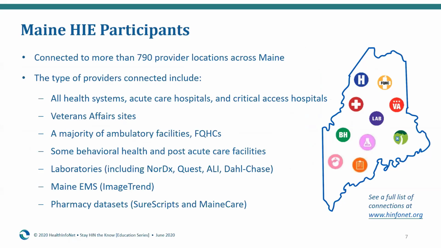So a little bit, just a high-level overview of our HIE participants. So we have about 790 plus connections throughout the state. We are connected to all of the major healthcare systems in the state, which include all of the hospitals throughout the state of Maine, including the large tertiary hospitals, the acute care hospitals, and critical access hospitals. We do have a VA connection.